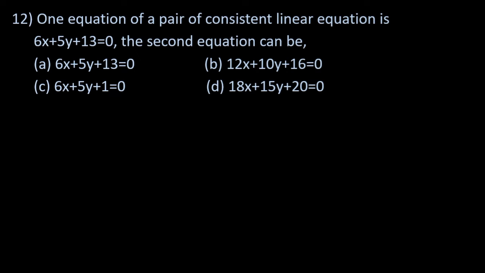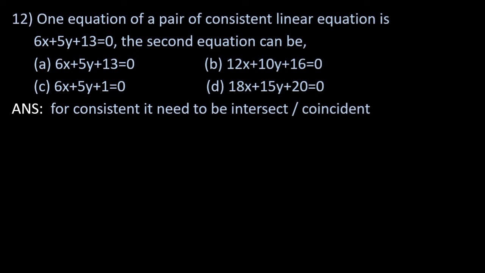Here they said we need to have a consistent pair. Consistent means two possibilities: one is intersecting, another one is coincident. And we will check with the options. So in the first option we have 6x plus 5y plus 13. So the first equation is the same, that means A1 by A2 is equal to B1 by B2, which is equal to C1 by C2.